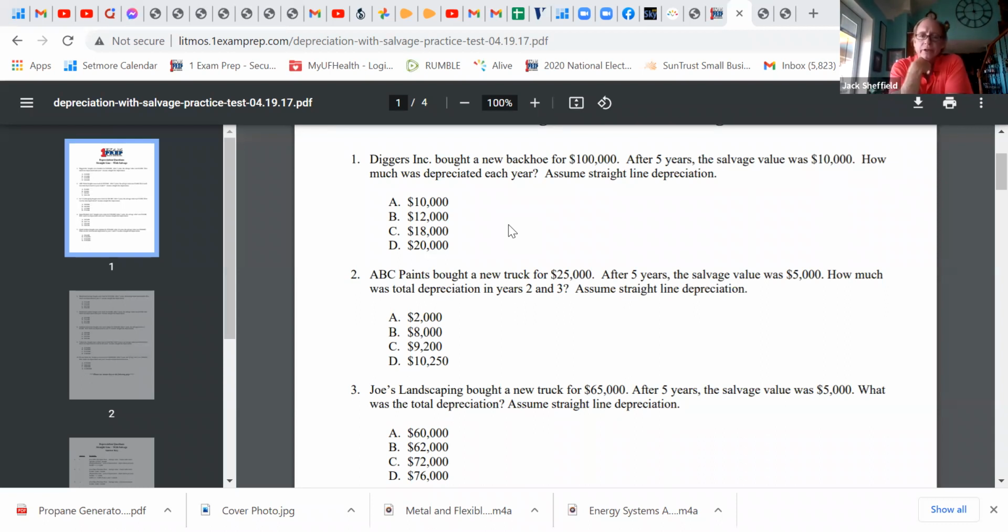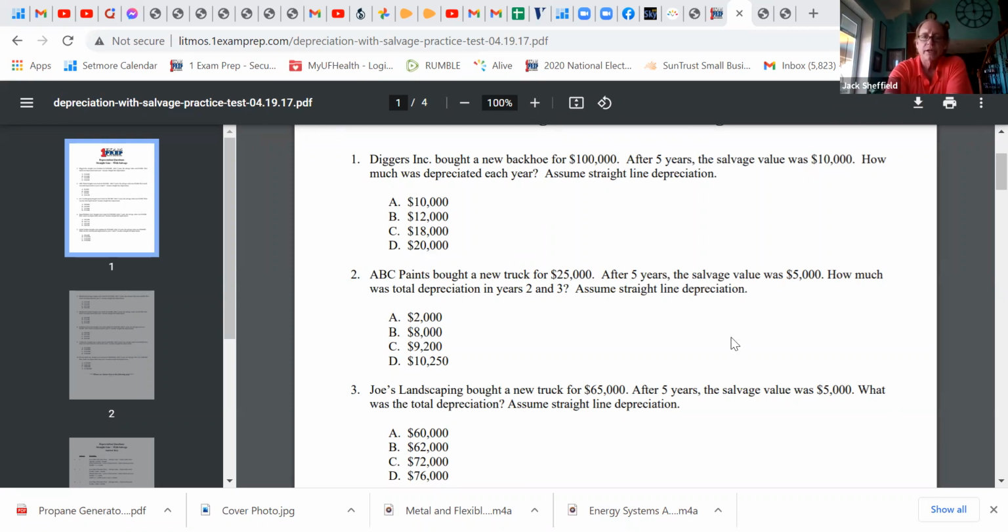Okay, now let's talk about the number 2. We should have gotten $8,000. So we take our 25,000. All right, it's got a salvage value of 5, so we got to subtract that out first. We get 20,000. Okay, it's got a 5-year life, so that's 20,000 divided by 5 is 4,000. And now we have 2 years. Okay, years 2 and year 3, so it's 4,000 times 2, which is $8,000.